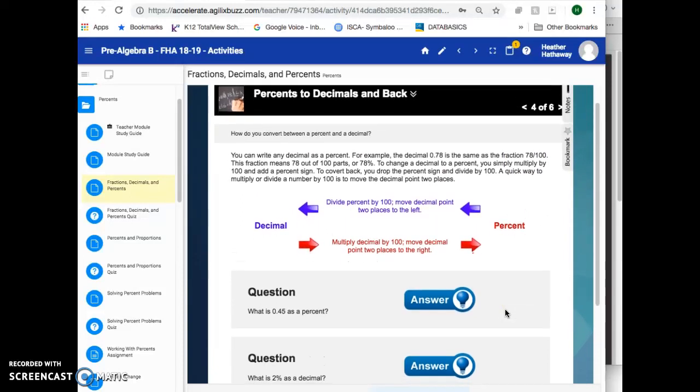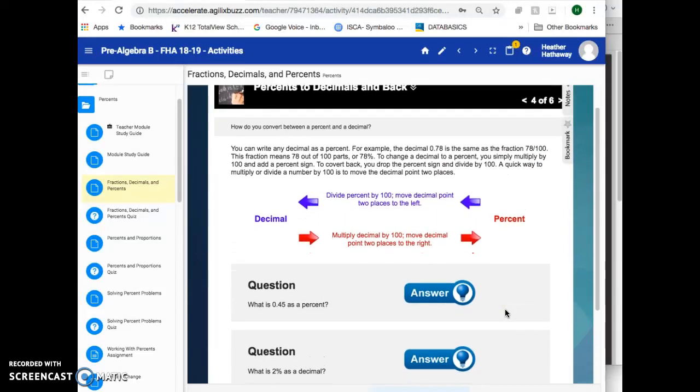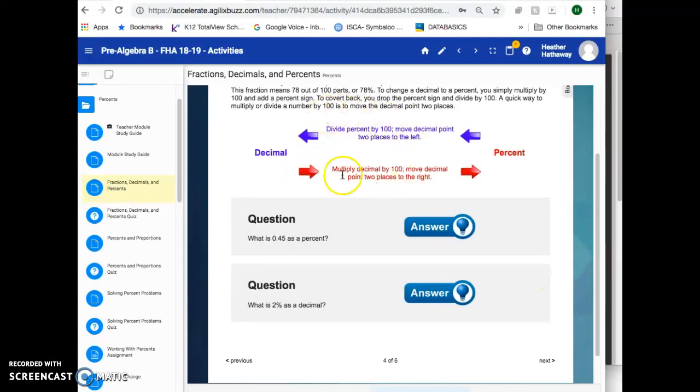You may not remember how to do percents to decimals or decimals to percents, or maybe you never learned it the first time. That's okay, because all the information is right here. It says divide percent by 100, you move the decimal point 2 places to the left, okay? And multiply decimal by 100, move it 2 places to the right to create a percent. So this is how you do a decimal, this is how you do a percent. And then write this down in your notes so that you remember how you create a decimal and how you create a percent.